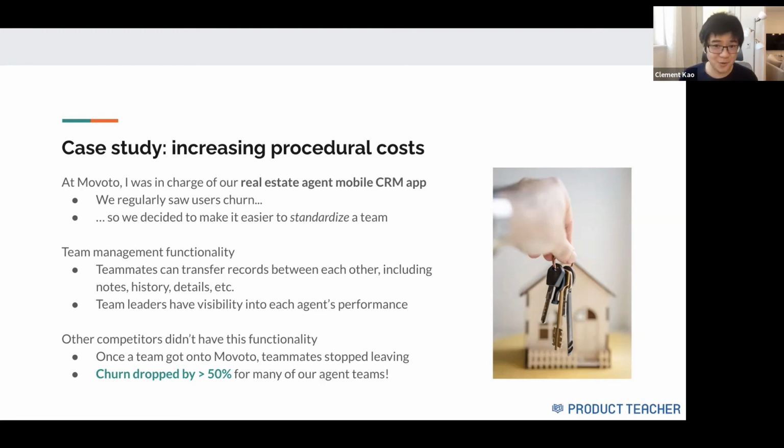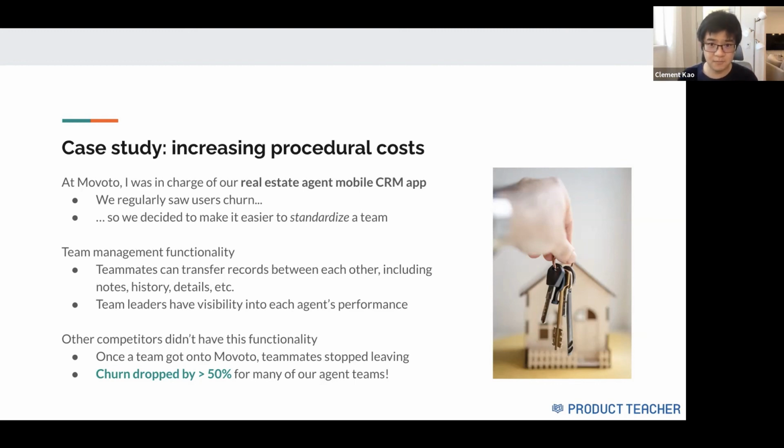And that was really incredible, right? We were bleeding users before, and now we saw a lot of retention over time. And so that was a really powerful way for us to increase the procedural costs to switch to a competitor and also provide a lot of benefit for our current users. And so again, increasing procedural costs and generally speaking, thinking about how to leverage switching costs is a really powerful way for you to position your product so that way you beat out competitors and your customers stay with you for the long run.